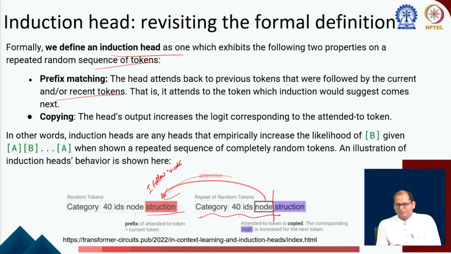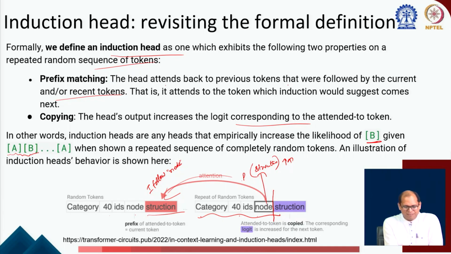So it will go there and copy, so that the head's output will increase the logits corresponding to the attended-to token. It will increase the logits for "instruction", so the probability for "instruction" goes up. That's what is happening. So induction heads are any heads that empirically increase the likelihood of a token B given a sequence of A, B, followed by some words in between, then an A. It will increase the likelihood of B by doing this kind of interesting pattern matching.